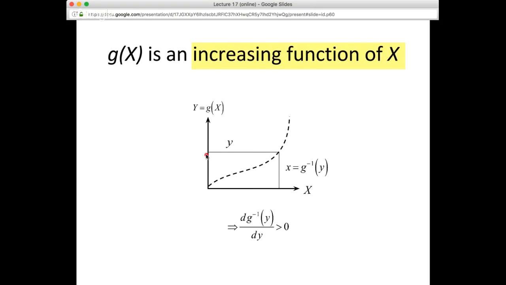And you can see as we increase this x value, or in other words, we increase g inverse of y, we're going to necessarily increase y because the curve is moving upwards. And that means that the slope, the derivative of g inverse of y with respect to y, is going to be greater than 0 in this case. So this inequality is essentially equivalent to saying that g of x is an increasing function of x.